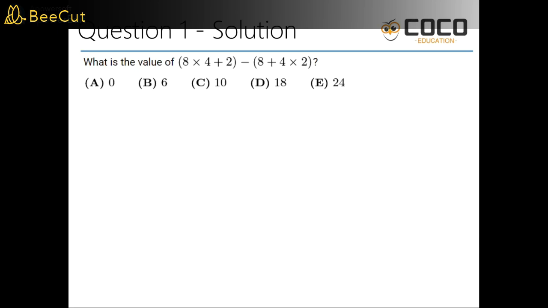So question 1 should be quite easy. First bracket 8 times 4, 32. So 32 plus 2 is 34. And here you do the multiplication first. So 8 times 2 is 4 times 2 is 8. So 8 plus 8 is 16. Difference equals to 18. So question 1, the answer is D.